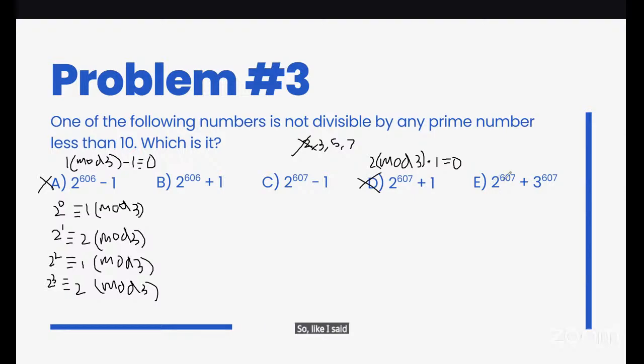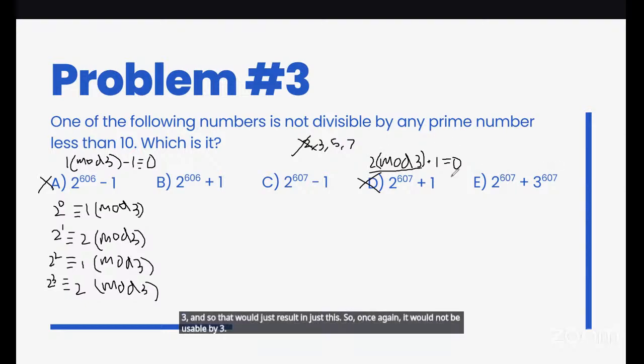So let me just repeat that again. 2, 6, 7 would be over here, same as this. But then 3 to any power would be evenly divisible by 3, so it would just be 0 mod 3. And so that would just result in this. So once again, it would not be divisible by 3.